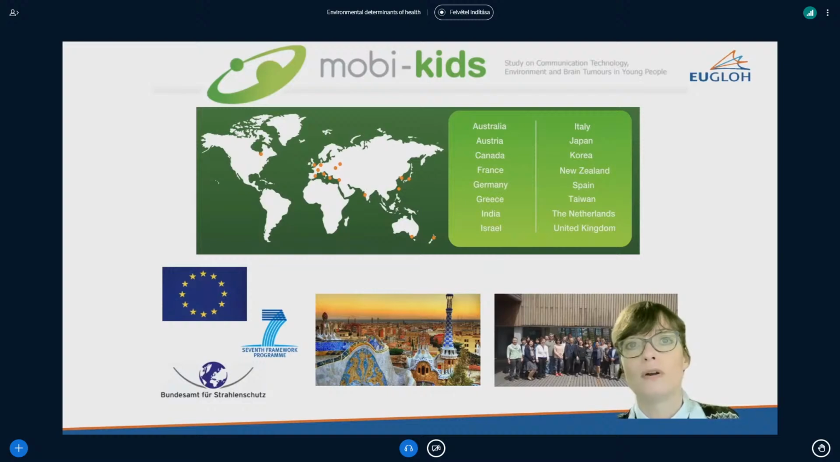You see that there were also study centers outside Europe involved. You can see that on the map. So, for example, in Canada, Australia, New Zealand, but also other parts of Asia. They obtained funding from other funding agencies.